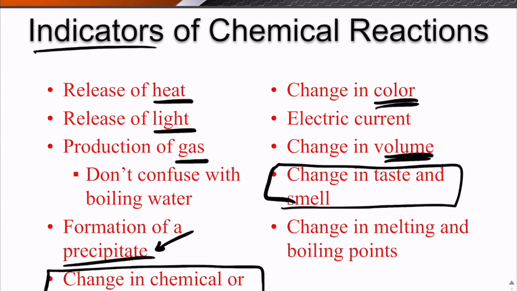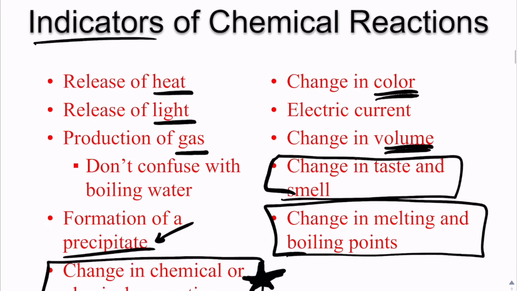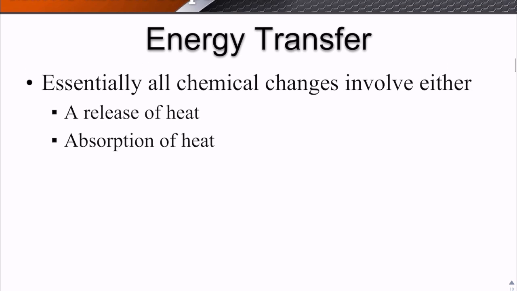All right. The next thing, if we have a change in the melting points or boiling points, now notice I'm saying that could be an indicator that you had a chemical reaction. Ultimately, if you have a change in your chemical makeup, you have something new being created, definitely you've had a chemical reaction taking place. Now, in all of those, it doesn't matter what type of chemical reaction you're having.